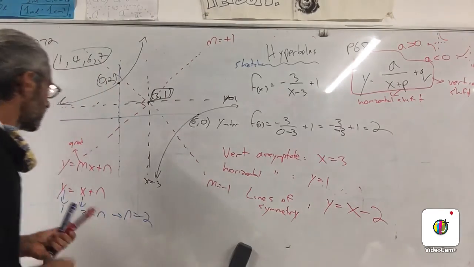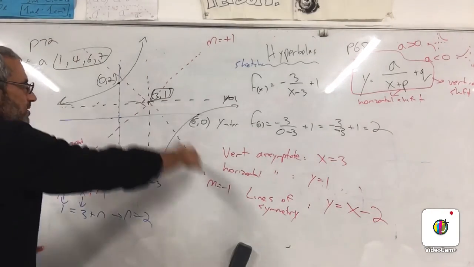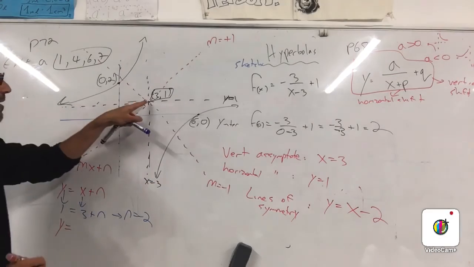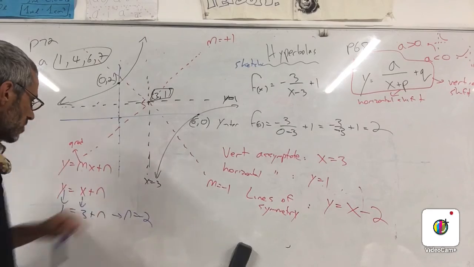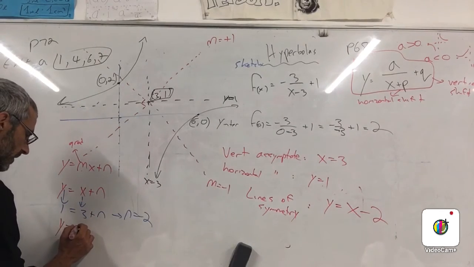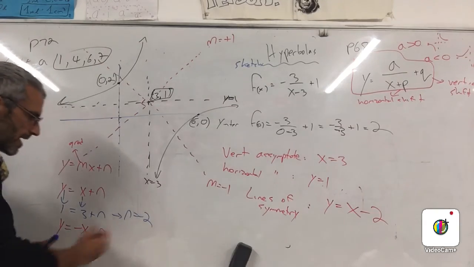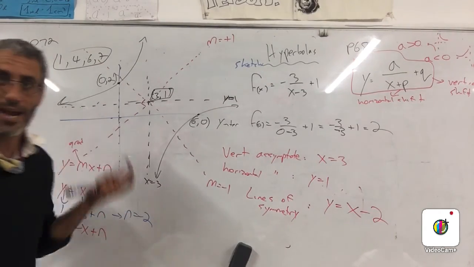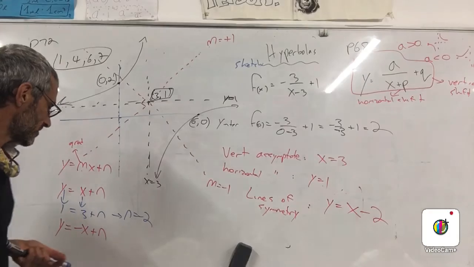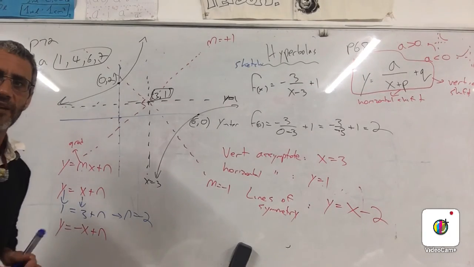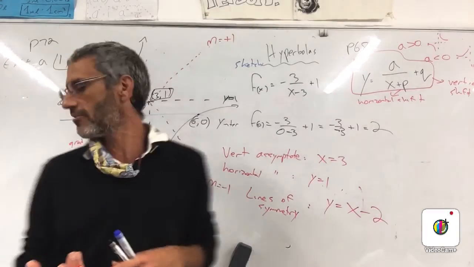Now we need to find the second equation, this one. Now the gradient is negative 1, so it's not x plus n, it's negative x plus n. Now I can't say n is again minus 2. I mean it might be, but probably not. It might have a different n. These are different lines with different m's, and they also have different n's.